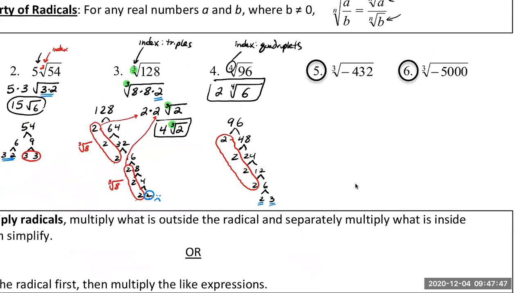If you'd like to try 5 and 6 right now, notice they have 3's as indices. And if you write those out now, when you get to Schoology to do your try this, you'll have the answers ready for you.